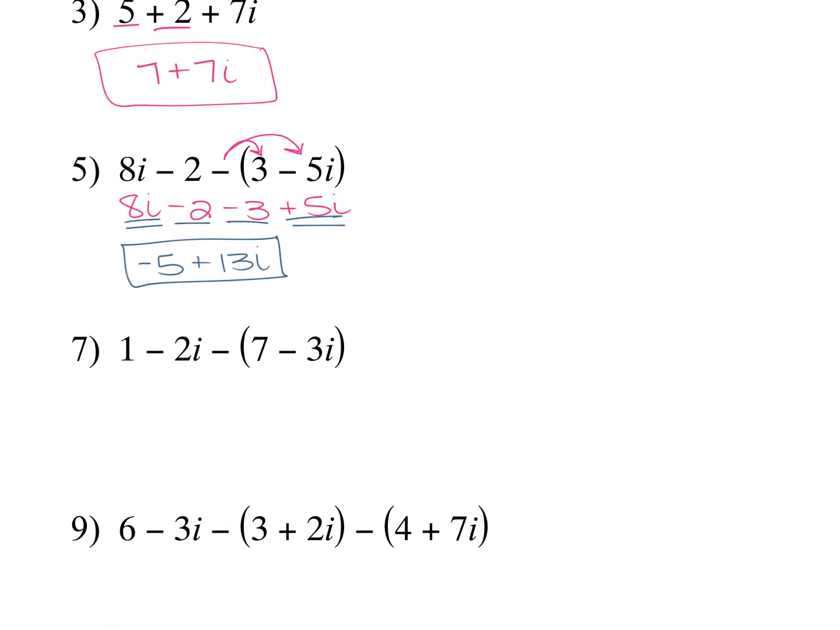For number 7, you have 1 minus 2i minus parentheses 7 minus 3i. So same thing as the one before this. We're going to distribute that negative into the parentheses first. We have 1 minus 2i minus 7 plus 3i. Combine your like terms. Again, I'm going to combine my constants first.